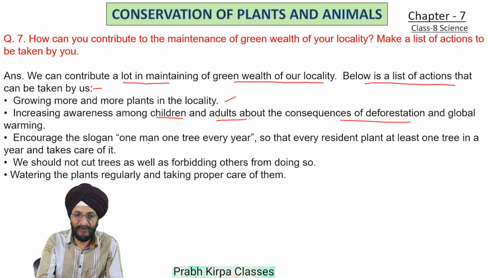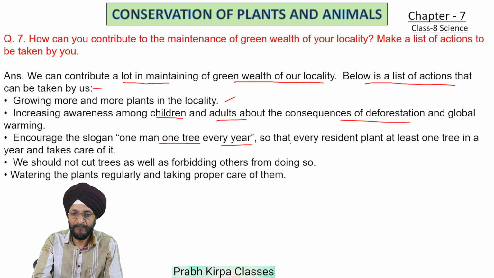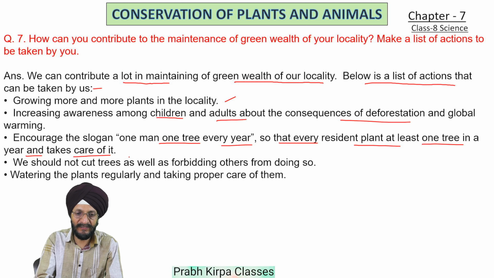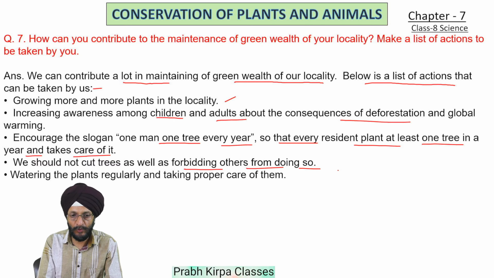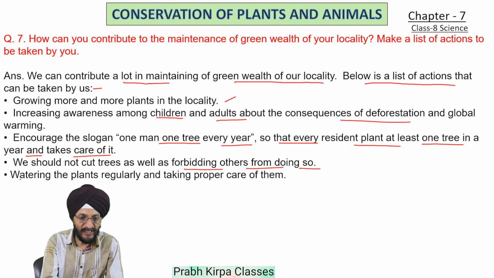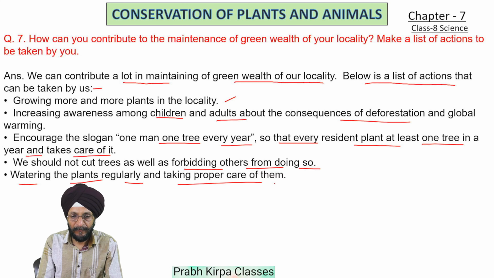Encouraging the slogan "One man, one tree" every year so that every resident plants at least one tree in a year and takes care of it. We should not cut trees, as well as forbidding others from doing so. Next, we should water the plants regularly and take care of them.